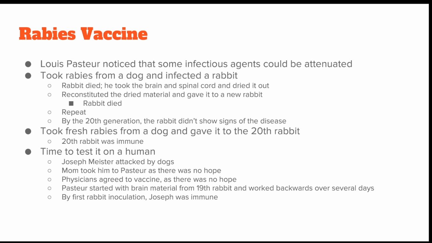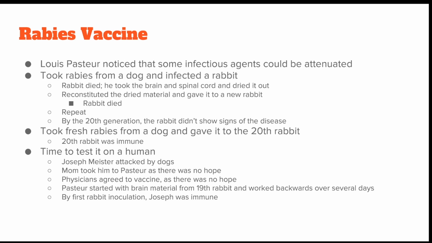But what happened was there was this kid named Joseph Meister who was attacked by rabid dogs, and the mom took him to the hospital. And the physicians at the hospital were like, he got mauled by a rabid dog. The dog was caught, and it was found to be rabid. And so they said, Joseph is going to die in a few days. He's going to start getting the symptoms, and then he'll be dead. There's nothing we can do. This is how rabies works.